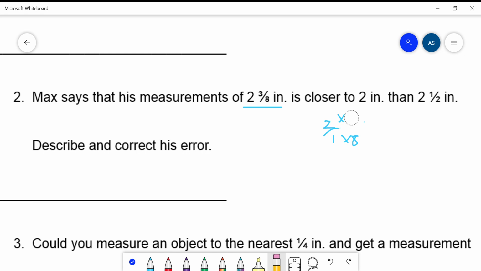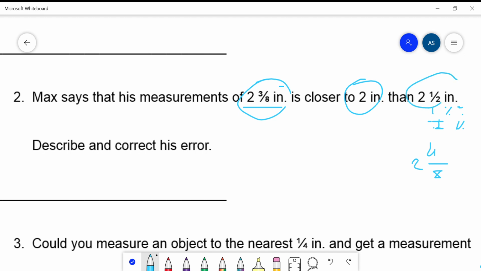I guess we could just keep it that way. And we have 2 1/2. So let's just change this. Multiply top and bottom by 4 to get an 8. And so we'll get 4 over 8. Right? So this will be 2 4 over 8. Now, is this measurement closer to 2 or closer to 2 1/2? It would be closer to 2 1/2, right?